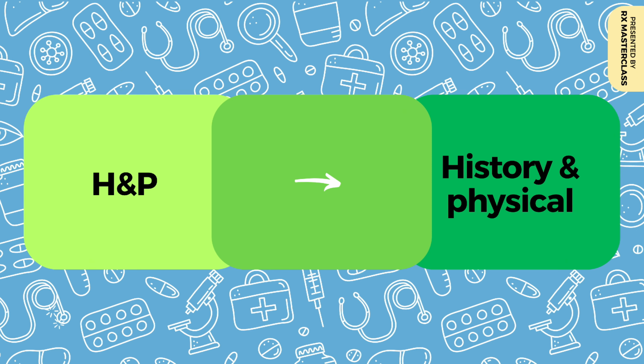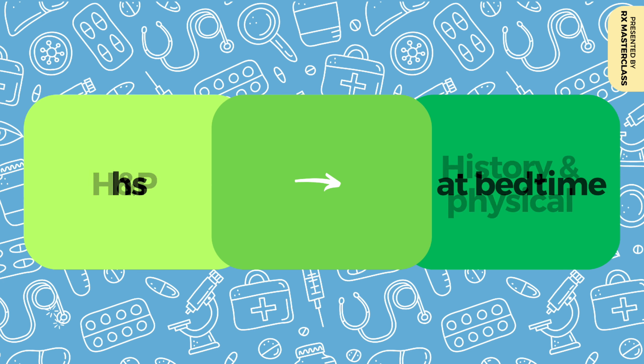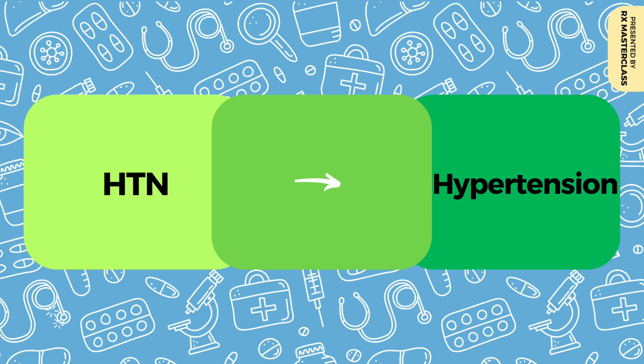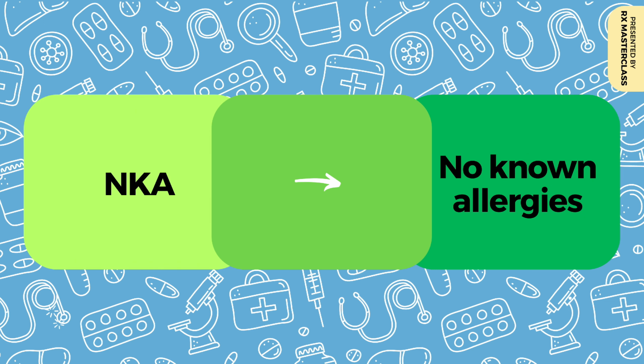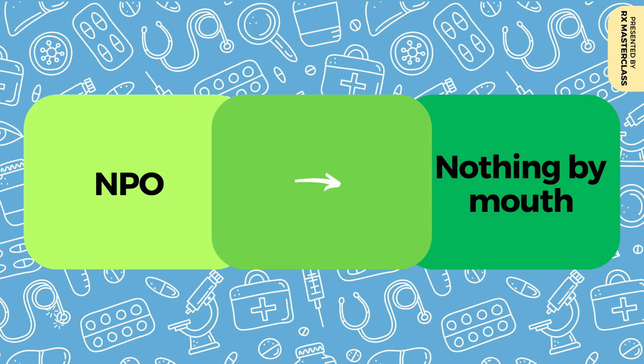H&P, which stands for history and physical. HS, which stands for at bedtime. HTN, which stands for hypertension. HX, which stands for history. IV, which stands for intravenous. MI, which stands for myocardial infarction. NKA, which stands for no known allergies. NPO, which stands for nothing by mouth.